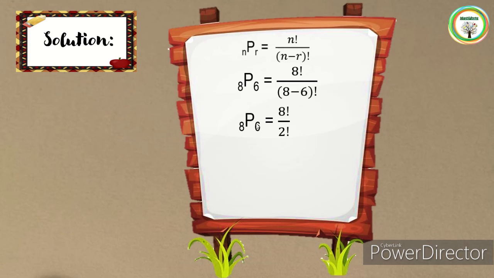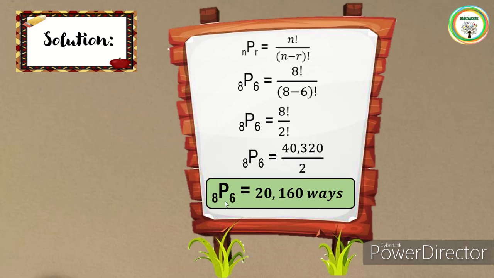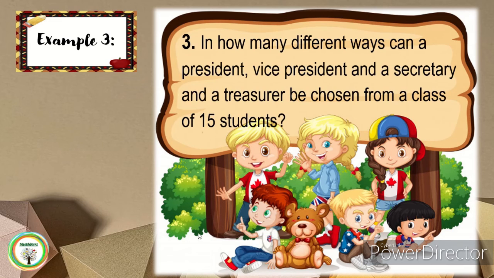So we have permutation of 8 taken 6 is equal to 8 factorial divided by 8 minus 6, which is 2. Then we have 2 factorial. Permutation of 8 taken 6 is equal to the value of 8 factorial, which is 40,320, divided by 2 factorial. So we have 2. Therefore, permutation of 8 taken 6 is equal to 20,160 ways.